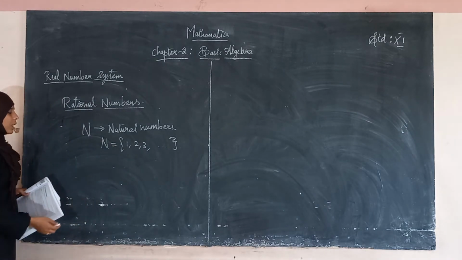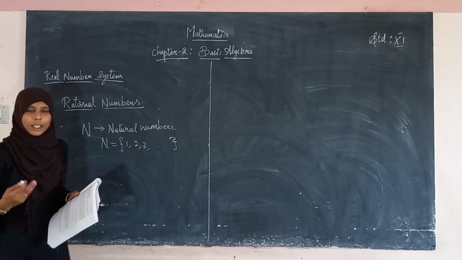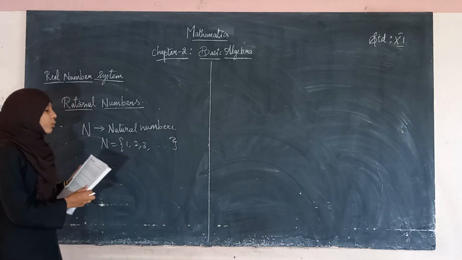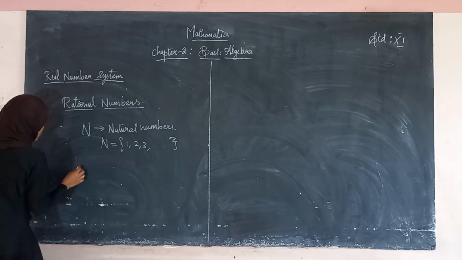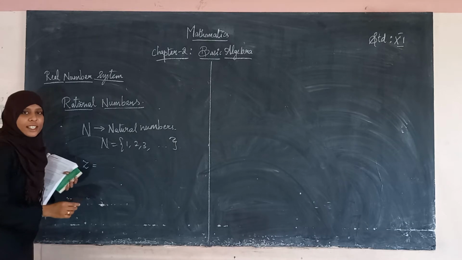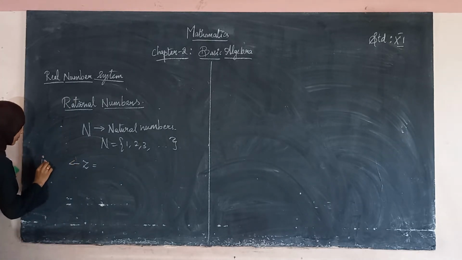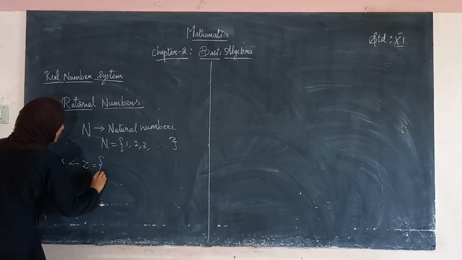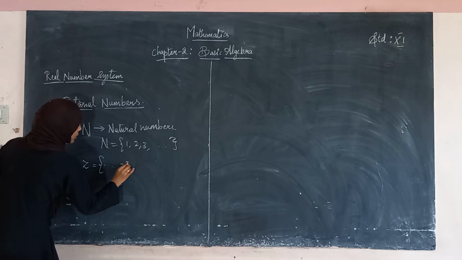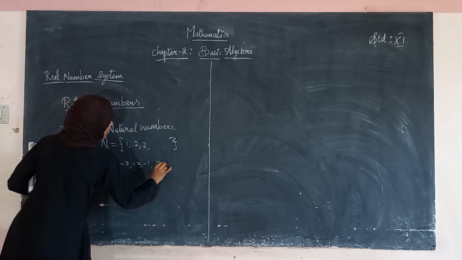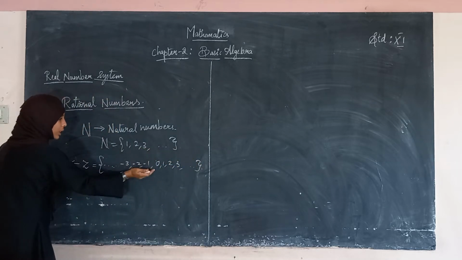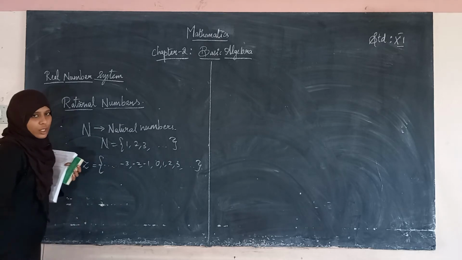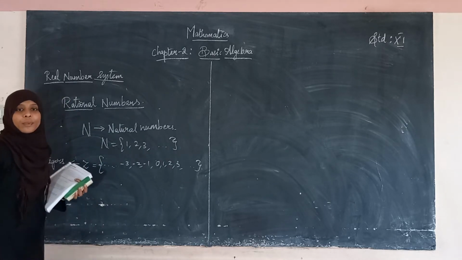With this we cannot find the loss or debt of some quantity, right? So for finding the loss of a quantity, the negative of this has been introduced. It is said to be Z, that is integers. Z consists of minus 3, minus 2, minus 1, 0, 1, 2, 3, etc. It consists of 0, the natural numbers, and the negative terms of the natural numbers also. So this is said to be the integers.